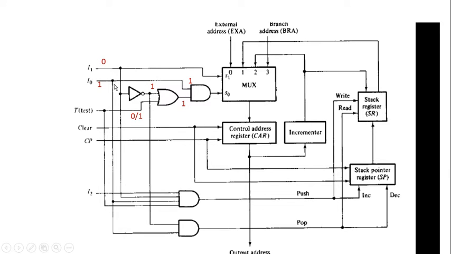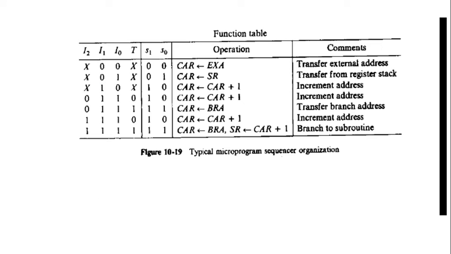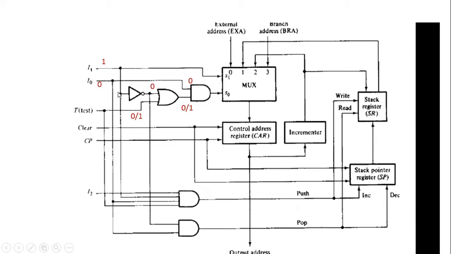Okay, next, third case. This is the case with I1 equal to 1 and I0 equal to 0. If I1 equal to 1, S1 is also 1. I0 equal to 0, so one input of this AND gate becomes 0. Okay, if one input of this AND gate becomes 0, no need to consider the other input, because if one is 0, then the output must be 0. So this is the case 1 0.